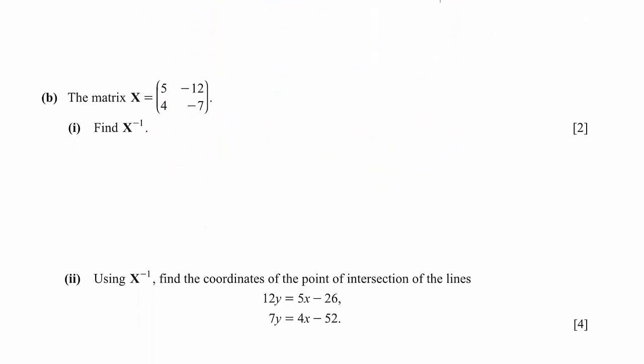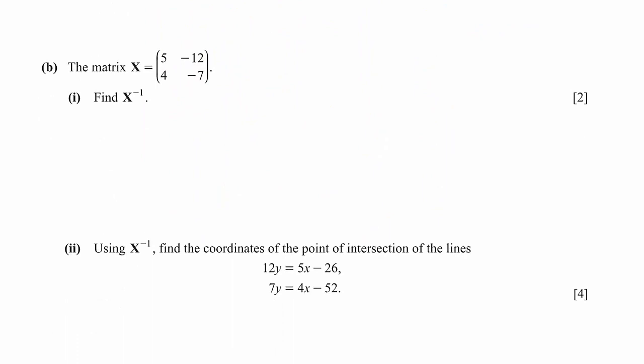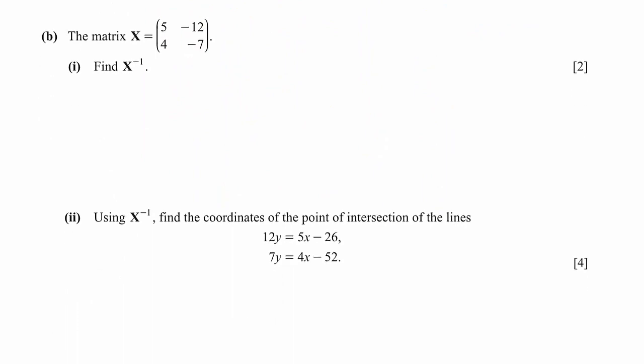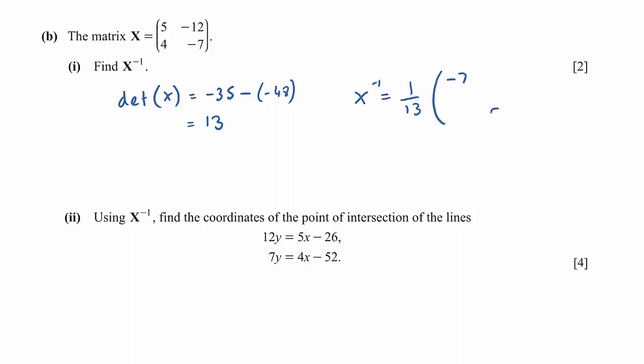Okay, so we now have a matrix called X, which we can see here, and we want to find the inverse of that matrix. So, well, let's have a look at the determinant of X first. That's going to be negative 35, take away negative 48. So that is 13. So the inverse is going to be 1 over 13. Swap the leading diagonal, so negative 7 and 5, and then take negatives of the other diagonal. So we get that.